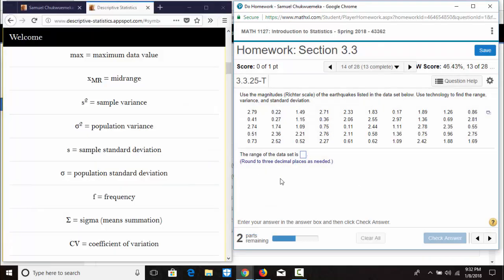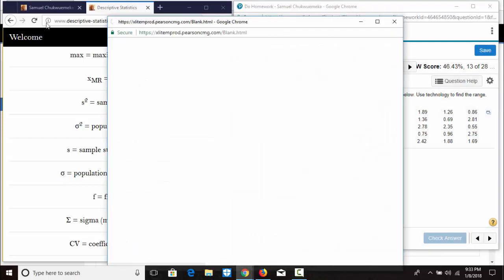Question 14. Use the magnitudes on the Richter scale of the earthquakes listed in the data set below. Use technology to find the range, variance, and standard deviation. Okay, just open this in StatCrunch.